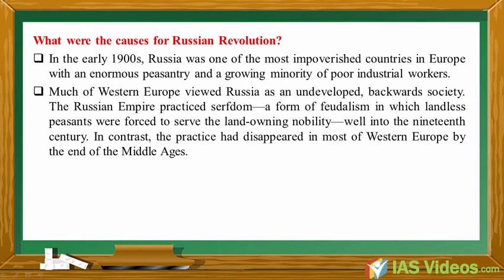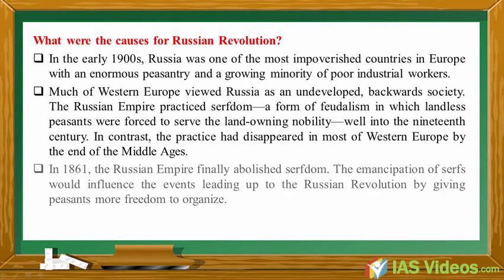The Russian Empire practiced serfdom, a form of feudalism in which landless peasants were forced to serve the land-owning nobility, well into the 19th century. In contrast, the practice had disappeared in most of Western Europe by the end of the Middle Ages. In 1861, the Russian Empire finally abolished serfdom. The emancipation of serfs would influence the events leading up to the Russian Revolution by giving peasants more freedom to organize.